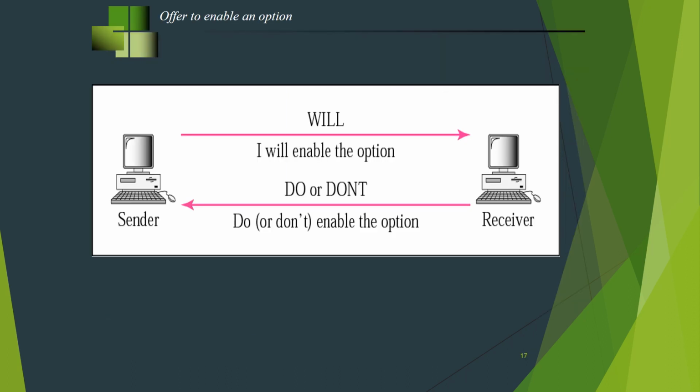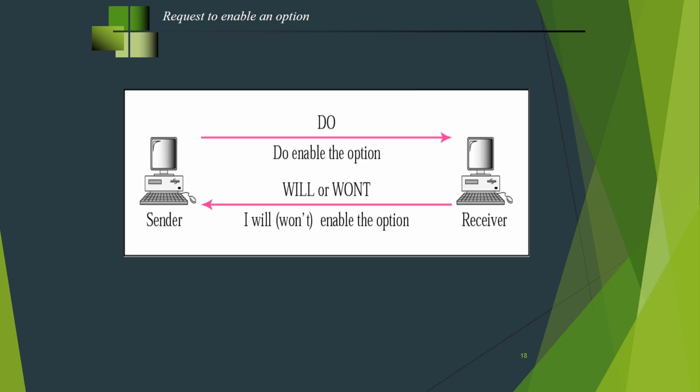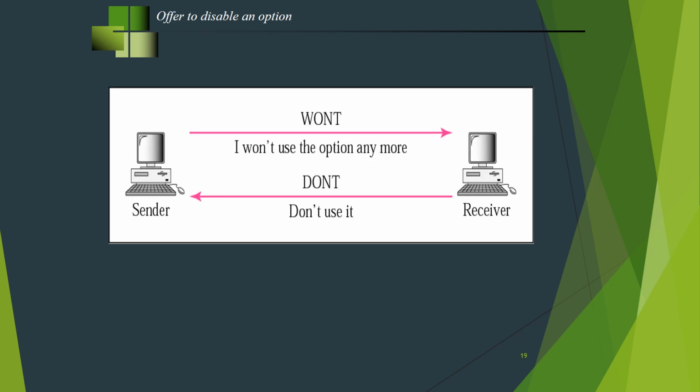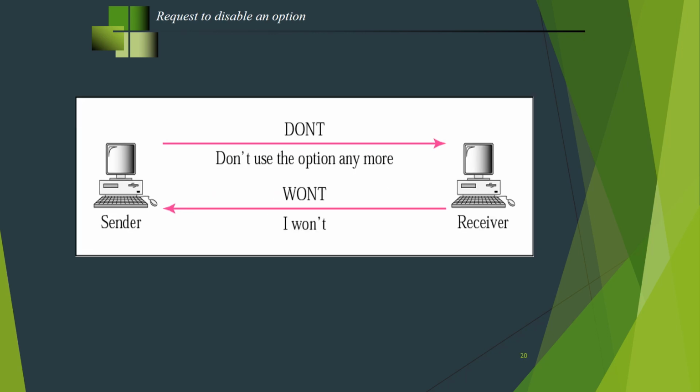For example, the sender says WILL, I will enable the option, and the receiver may say DO or DON'T. Then there may be a request to enable an option, say DO enable the option, and the reply is WILL or WON'T. The receiver may, for WON'T, reply DON'T, and for DON'T, reply WON'T. So that is a small difference in terms of control characters.